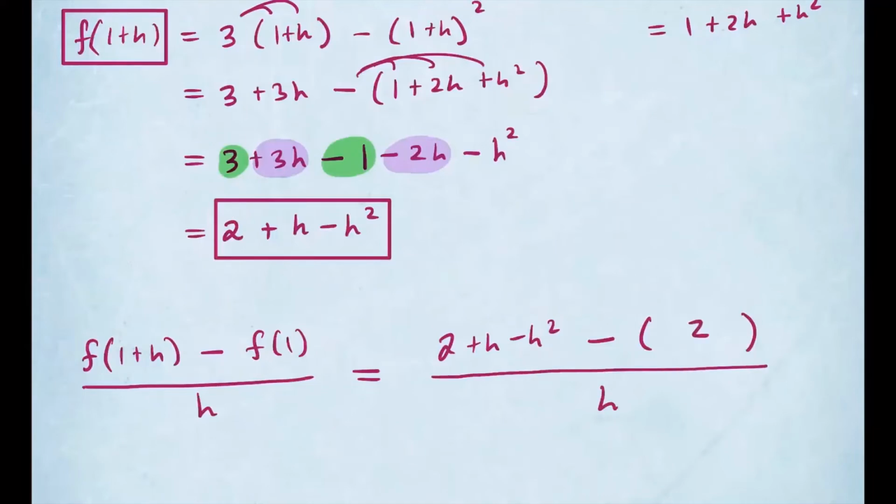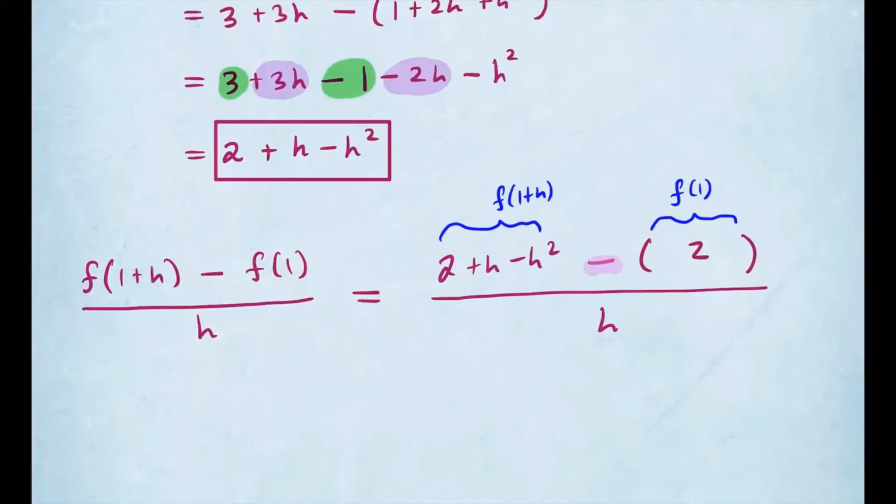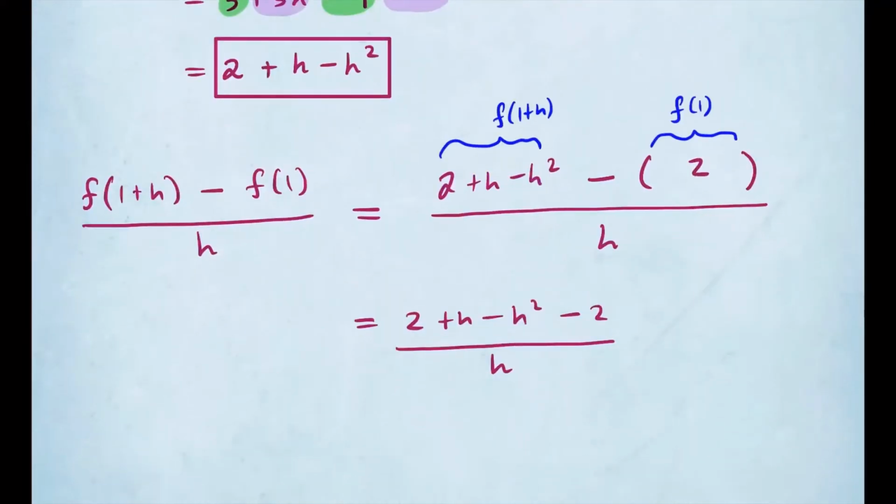So as you can see, this is our expression representing f of 1 plus h. This is our expression representing f of 1. Now we just simplify them algebraically. So the only thing we need to do is distribute this negative to the 2, which will make it a negative 2. So I have 2 plus h minus h squared minus 2 all over h. And now I can simplify by canceling these out. So this gives me h minus h squared all over h.